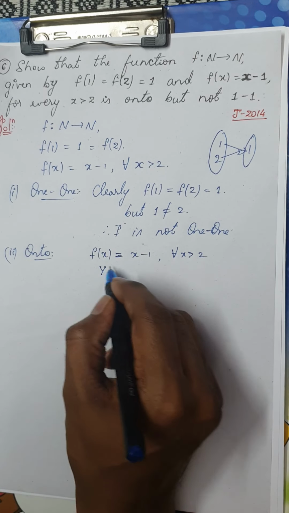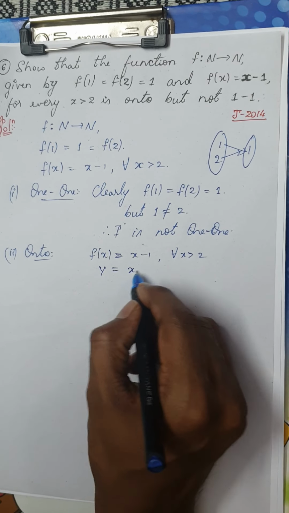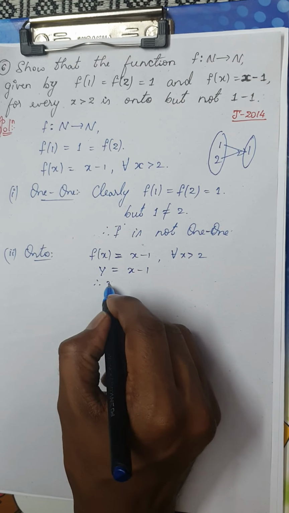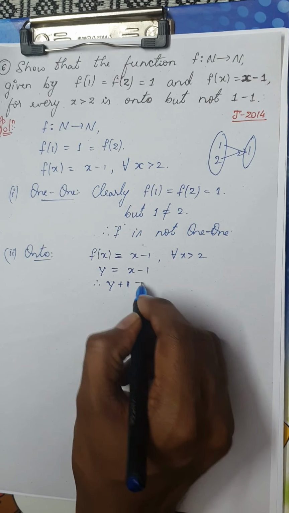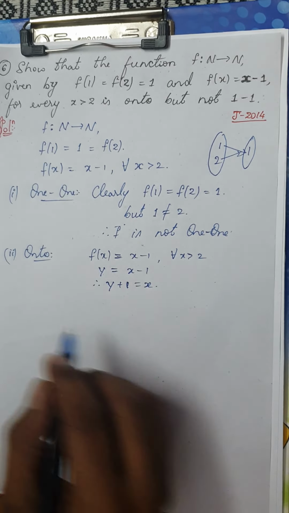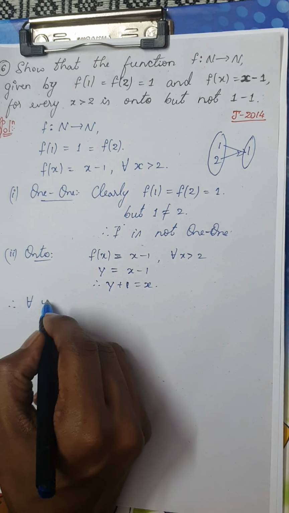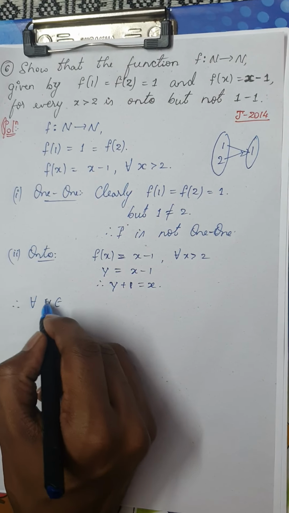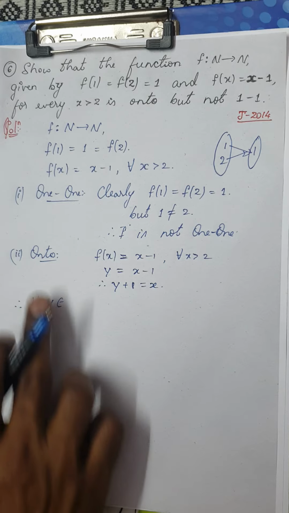Okay, so let me write it as y is equal to x minus 1. Therefore y plus 1 is equal to x. Okay, therefore for all y belongs to Y, I hope you remember the definition of onto.